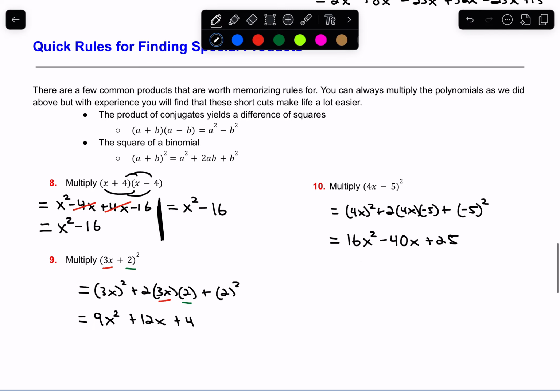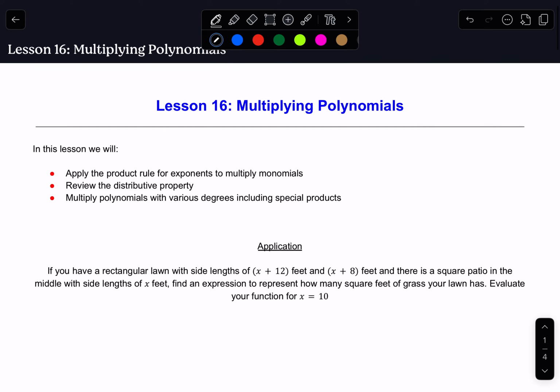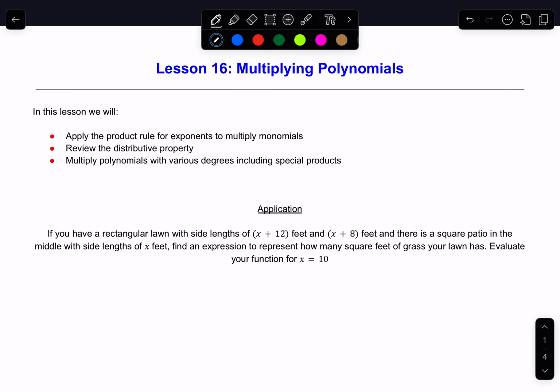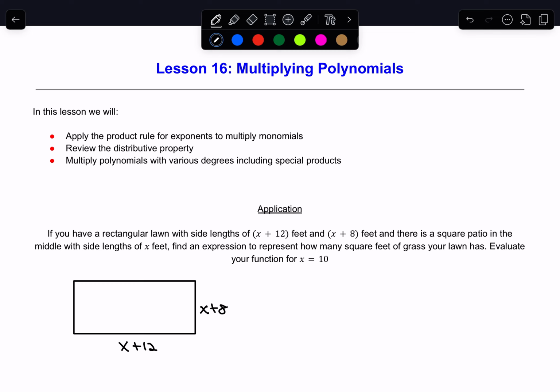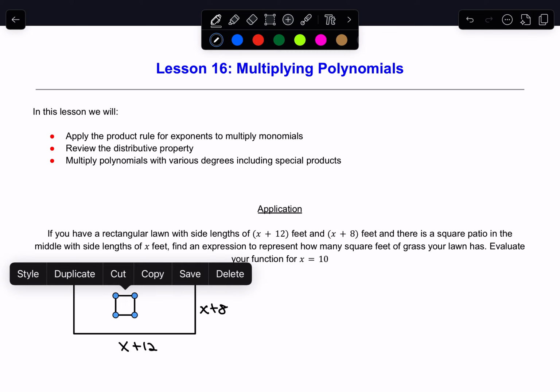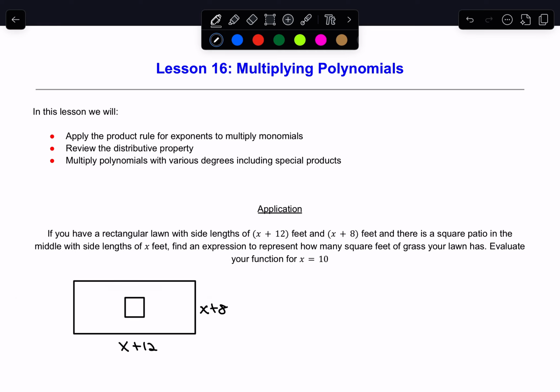All right, now we just got to finish off the title slide real quick. So we're going to draw a rectangle to represent this little lawn we have. Whenever it describes a shape, in this case a rectangular lawn, draw a rectangle. It's never going to be a bad idea to draw the shape they're talking about. So it says the lengths are x plus 12 and x plus 8 here. And then it says we have a square patio in the middle. So, oh, that's a terrible square. Let me make that look more square. There we go. And it says that the lengths are x and x.